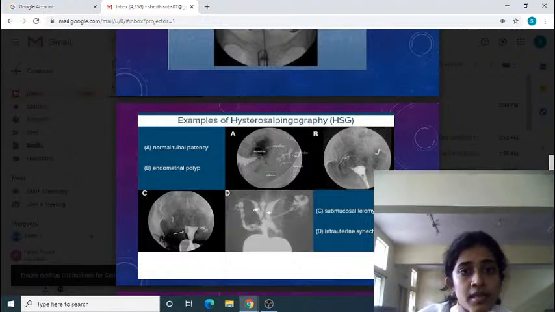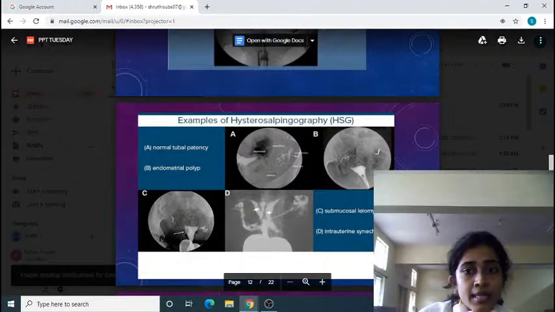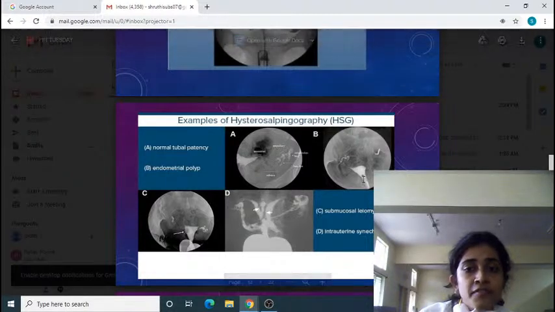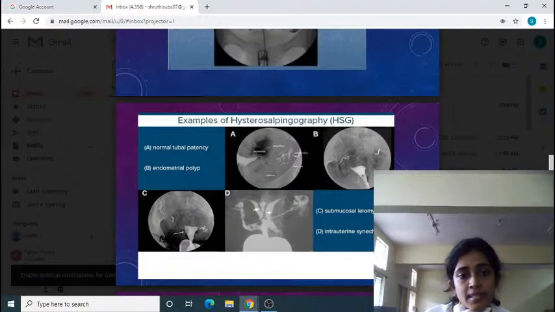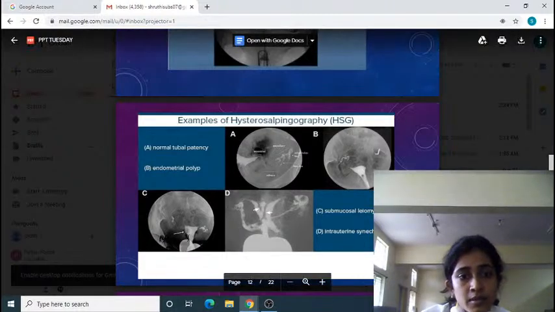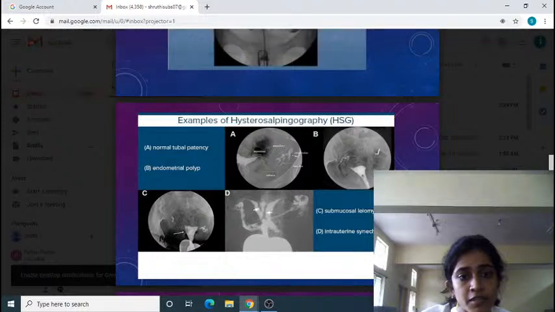Okay, so first let's look at some examples. This is an example of normal tubal patency, seen in this case with a free intraperitoneal spill, and this is a case where a partial filling defect is seen in the body of the uterus when the contrast media is injected. This is a case of endometrial polyp. In another case there is again a filling defect present laterally in the body of the uterus, which is an example of submucosal leiomyomata.